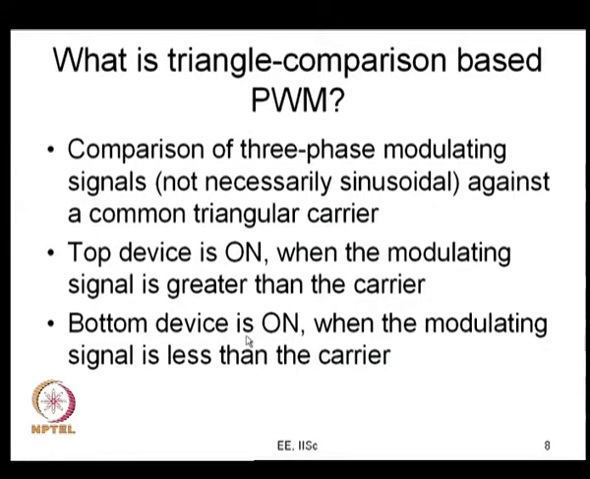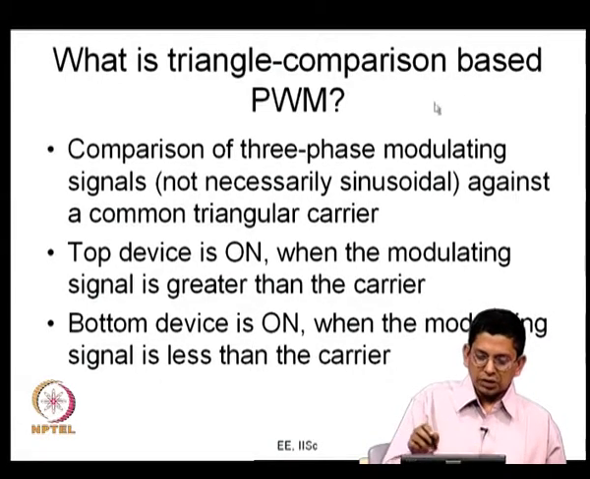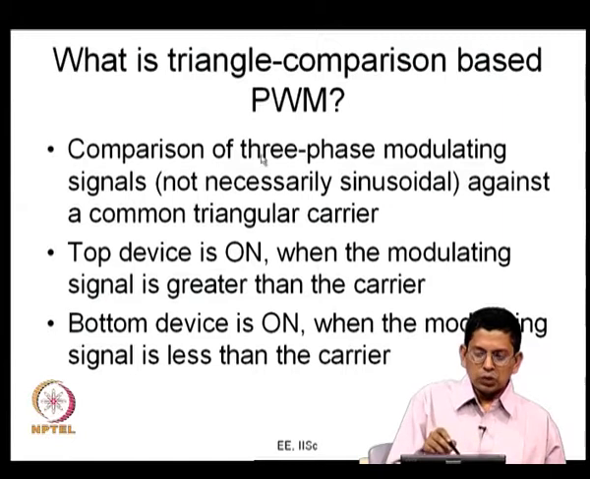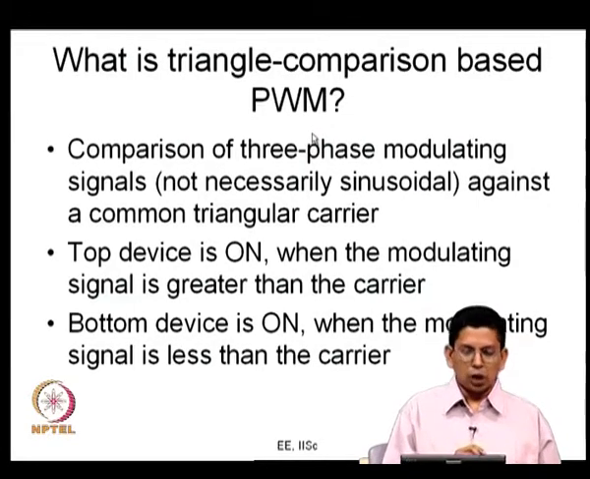So, let us just say that since I said triangle comparison based PWM, let us try and define that. What is this triangle comparison based PWM? It is one way of generating PWM waveforms. PWM waveforms are the gating signal waveforms that are required to switch the devices on and off. So, how do you do that?